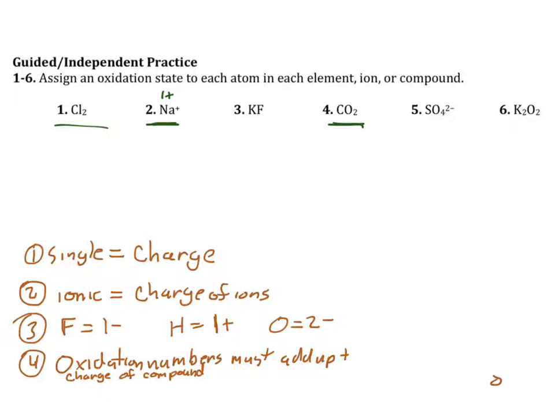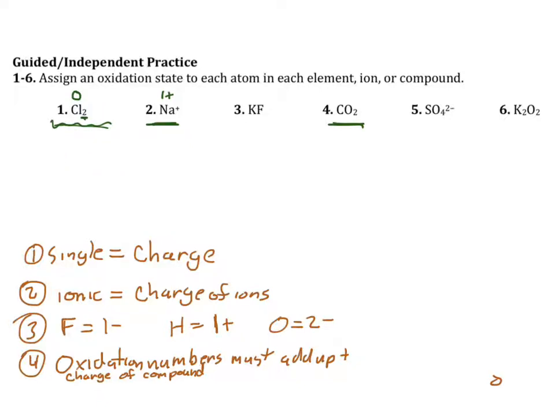Now look at this one here on number 1. There is no charge right here, which means it's neutral, which means it's a charge of 0, which means that it has an oxidation number of 0. So single elements, when they're alone by themselves, will have oxidation numbers equal to their charge. Now what I want to point out here is there are 2 chlorines here, and each chlorine has an oxidation number of 0. So just something to clarify there.